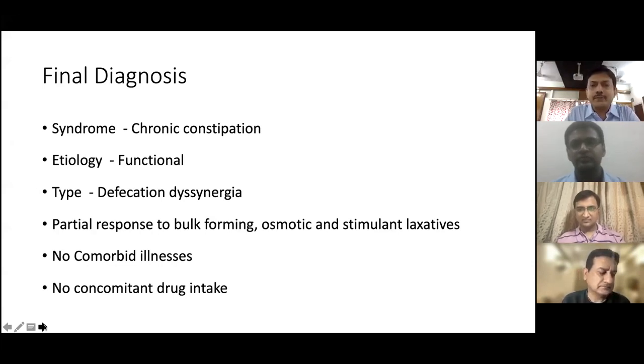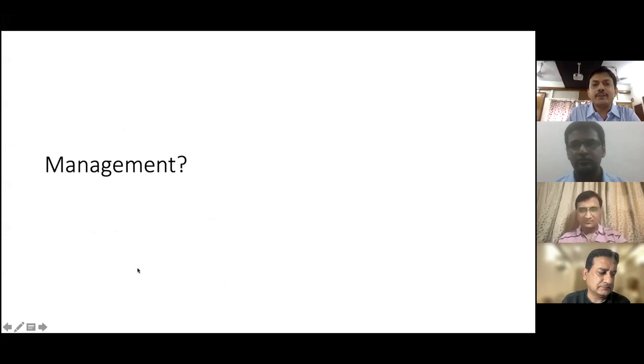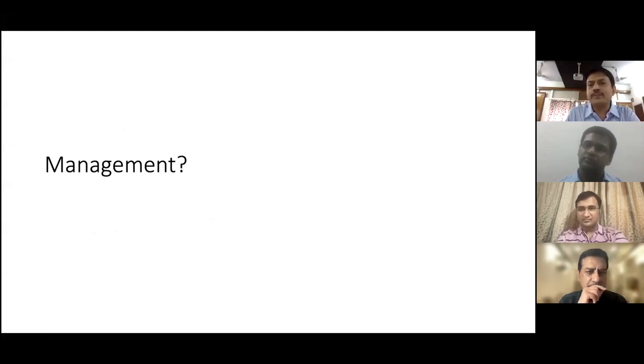Okay, there's another question: if there is structural abnormality like rectocele with dyssynergia, do we still call it a PFD or pelvic floor dysfunction? So I think it's right. See, once you see a rectocele on a defecogram, that tells you there is excessive straining. At the same time, the sphincter is not relaxing, and therefore the rectocele has formed. This again also reflects a pelvic floor dyssynergia.